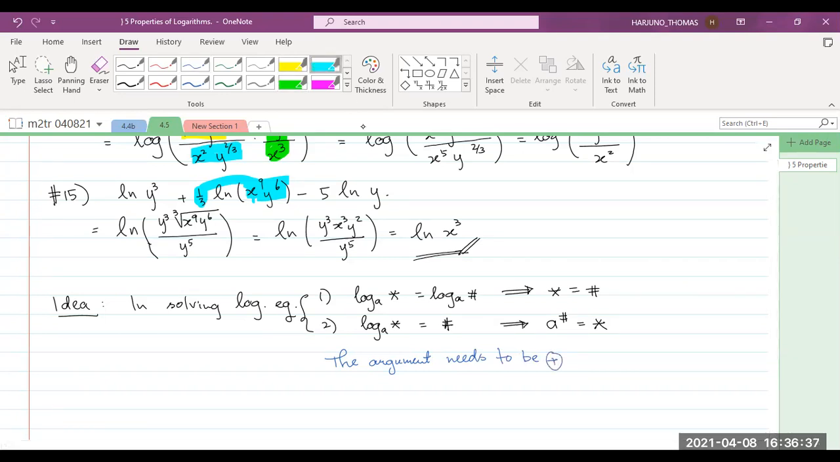So whatever your answer, you always check against the original equation, and the argument has to be positive. Now, you don't need to check if they are equal. You just need to check if the argument is positive. The argument has to be strictly positive. That's all we need. Now, let's say, for example, we take a look at number 19 first.